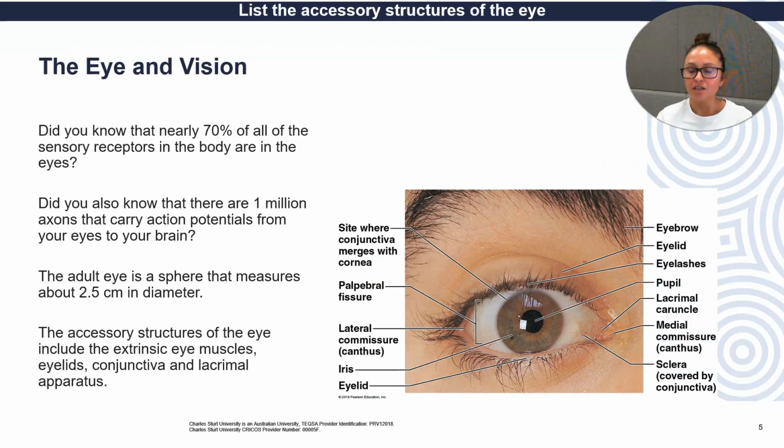Okay, so we have the eye itself, and then we have the accessory structures of the eye. Since the eye is chock-a-block full of sensory receptors. This is how wide your eye is in diameter. It's quite big, isn't it? So remember, we have the eye itself, and then we have accessory structures. The accessory structures are the muscles, conjunctiva, and the lacrimal apparatus.